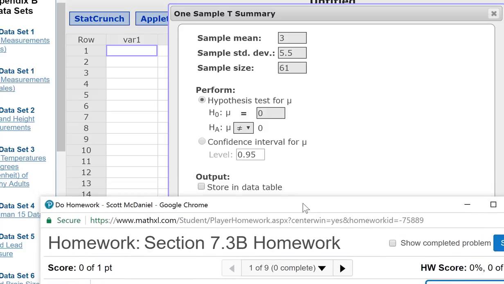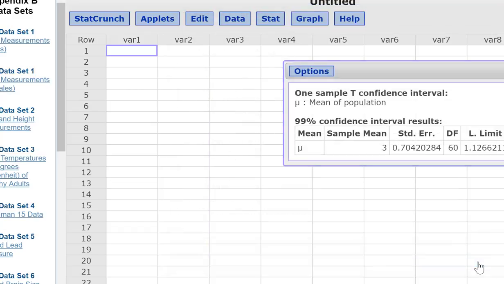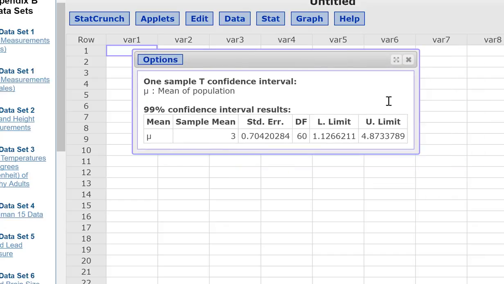Now let's come down here. We're not doing hypothesis testing on this quite yet. We're going to do a 99% confidence interval. So let's click confidence and set that to 99. Now press compute. And there is our confidence interval. So we are going from 1.13 to 4.87.